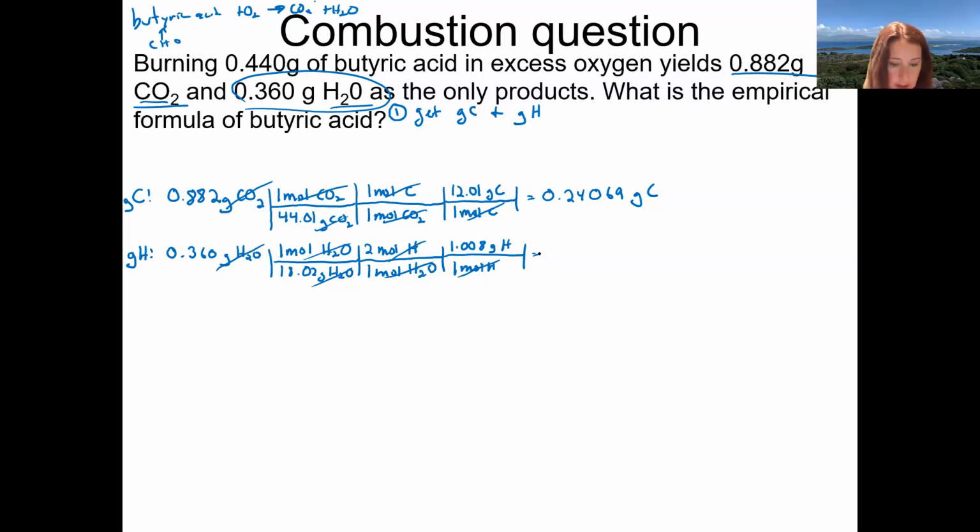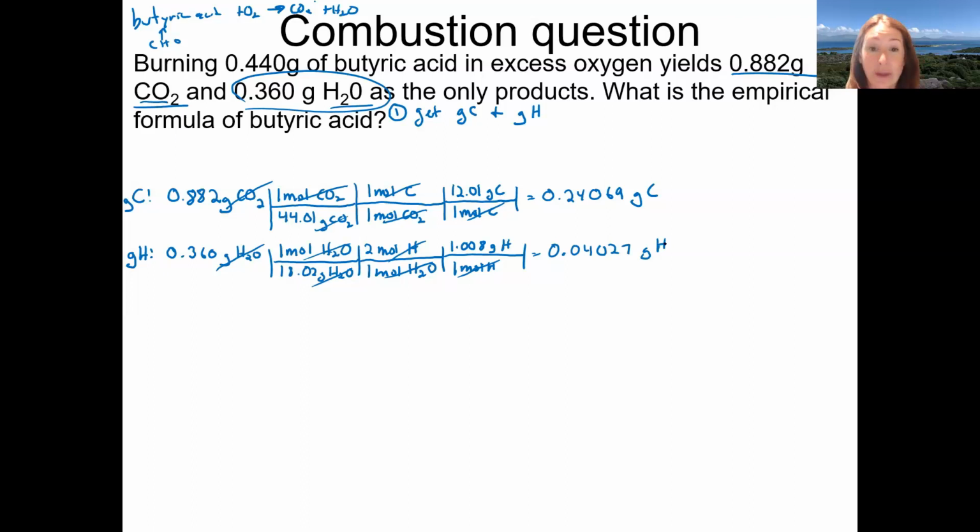So 0.360 times 2 times 1.008 divided by 18.02. I got 0.04027 grams of hydrogen. Okay, so now we've got grams of hydrogen and grams of carbon.